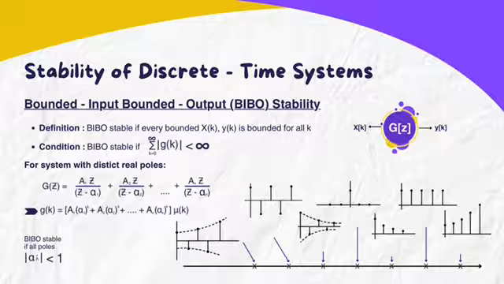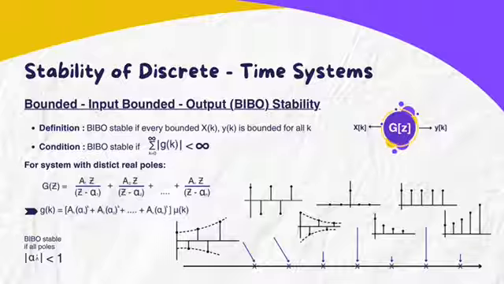Mathematical condition: the system is BIBO stable if the sum of the absolute values of the impulse response g(k) is finite. The system is BIBO stable if the sum from k equals 0 to infinity of the absolute value of g(k) is less than infinity. This means the system's response to an impulse must die out over time, not grow forever.